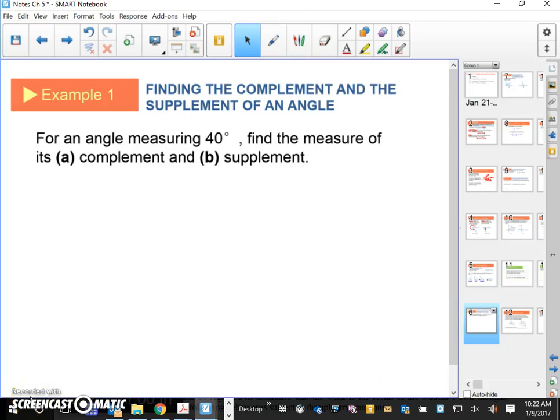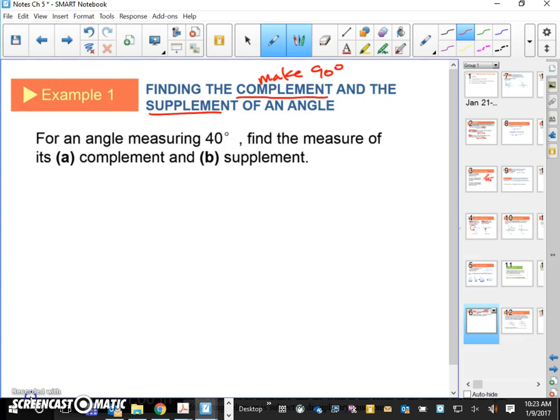All right, so example 1, we're finding the complement and the supplement of an angle. The main thing to know is you've got to know these definitions. We already know them from geometry. Complementary angles make 90 degrees, and supplementary angles make 180. So reach back in your mind to geometry class and remember that. It's really important that you remember: complements talk about 90, supplements talk about 180.